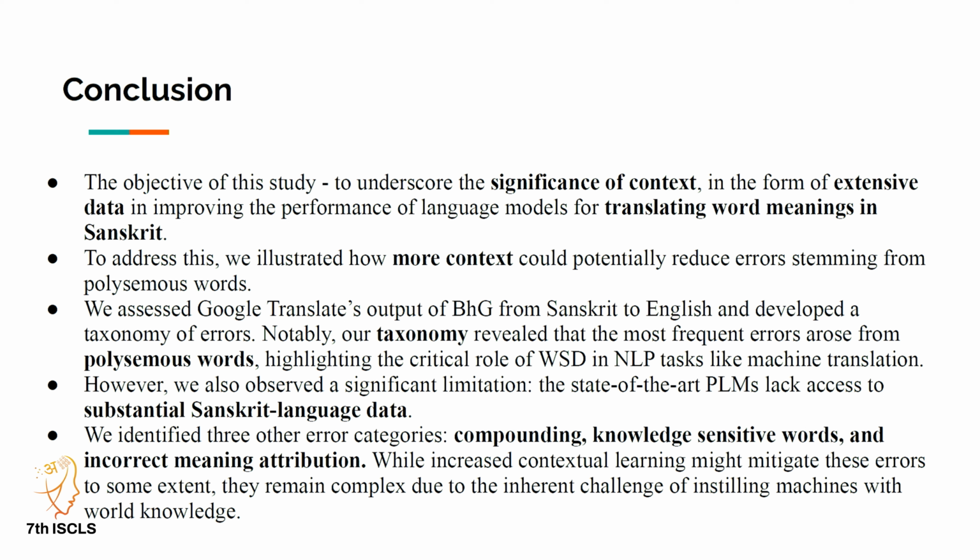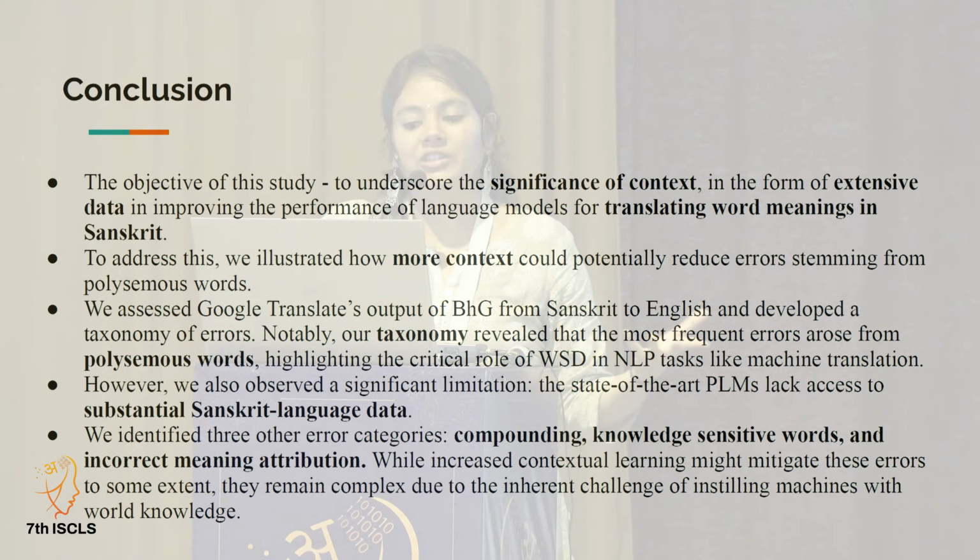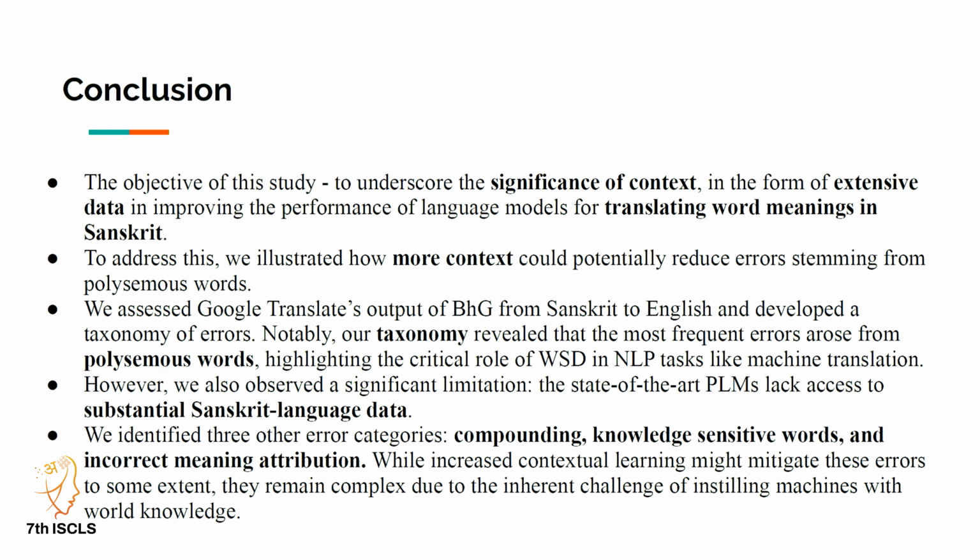So we assessed the Google Translate output of the Bhagavad Gita to come up with a taxonomy and see if polysemy was the highest error category, or if there are other errors. We also identified 3 other error categories: compounding, knowledge sensitive, and incorrect meaning attribution. While increased contextual learning might help to mitigate issues pertaining to these 3 errors to some extent, it still might not be very successful unless we confront the fact that machines have to be instilled with world knowledge.